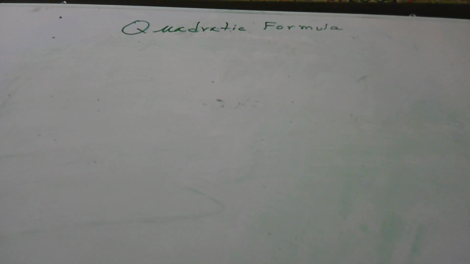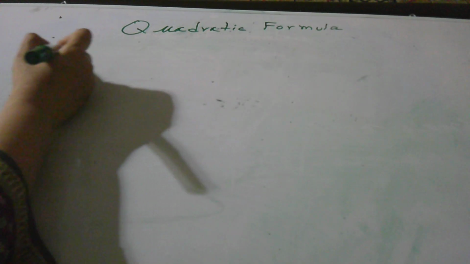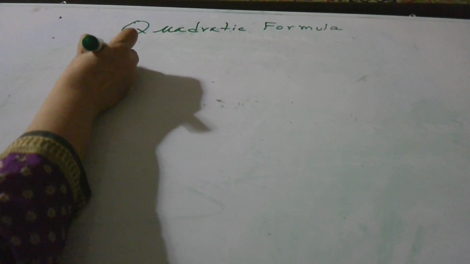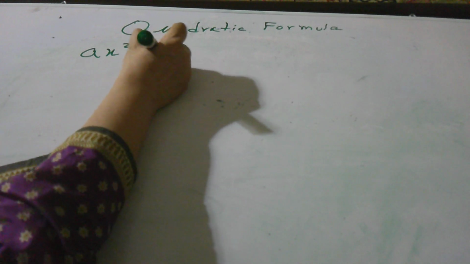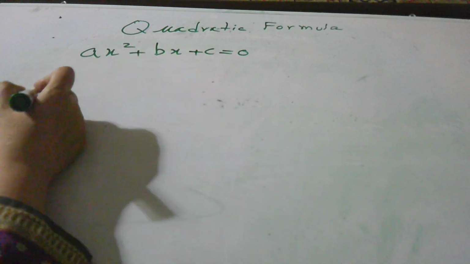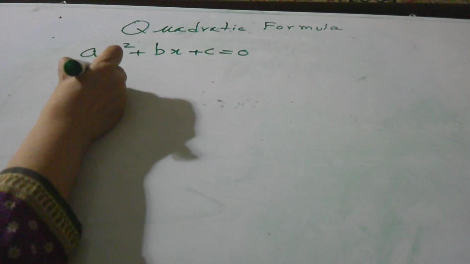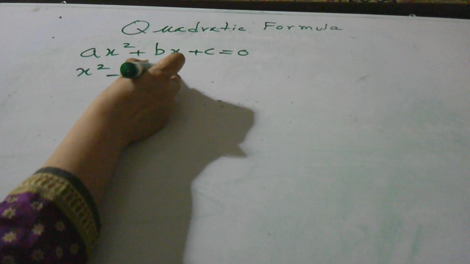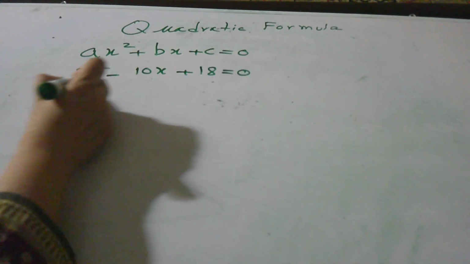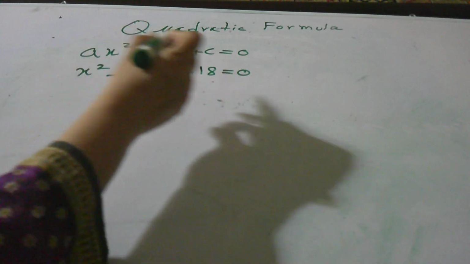The topic is the quadratic formula. Before applying the quadratic formula, you should know the general form of the quadratic equation. The general form is ax² + bx + c = 0. If the question is x² − 10x + 18 = 0, and you have to solve this equation by using the quadratic formula.